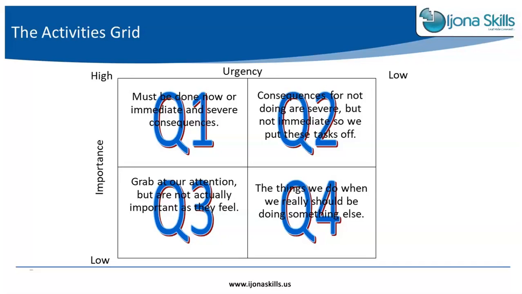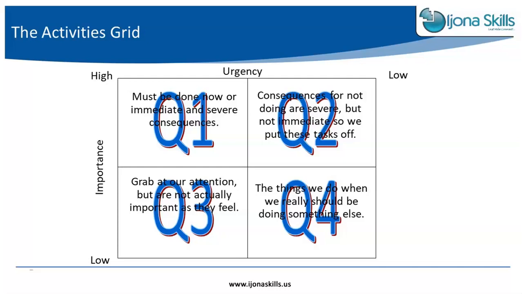Then there are activities which are of high importance but lower urgency. These are quadrant 2 activities, and the consequences for not doing these are severe. However, the consequences are not immediate. So we often make the mistake of putting these tasks off. So this is a super quick check-in with everyone on today's webinar.